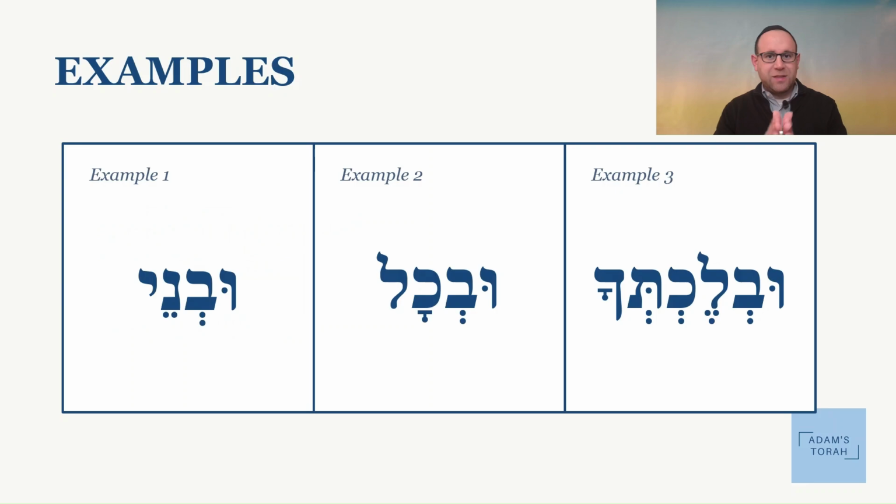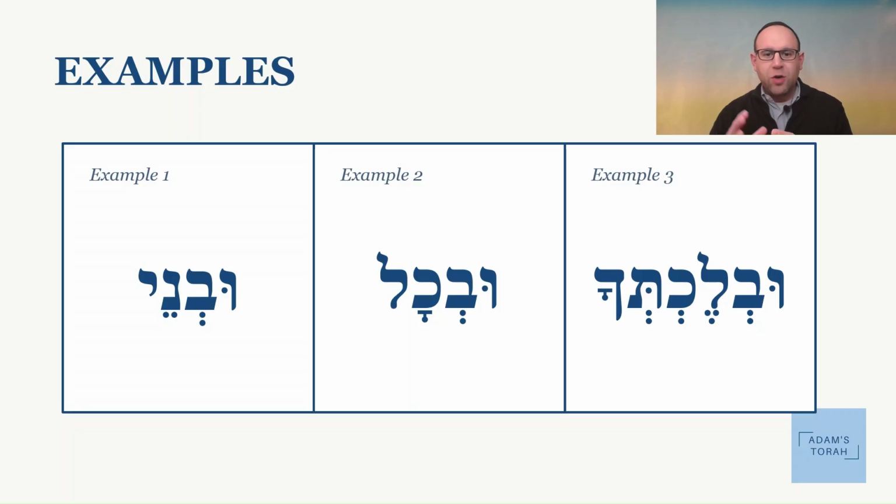Now what we're saying is, if there is a vav that's added before the word bnei, that vav is pronounced as u, and the sheva underneath the bet becomes a sheva nach, and it's read as uvne. There's many people that will make this mistake because they'll know the word bnei, but when it has the vav attached to it, the way it's pronounced is uvne.